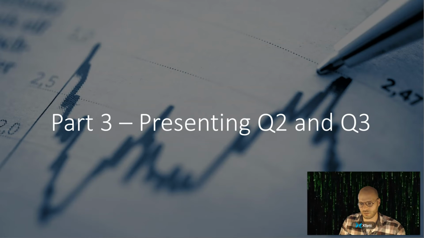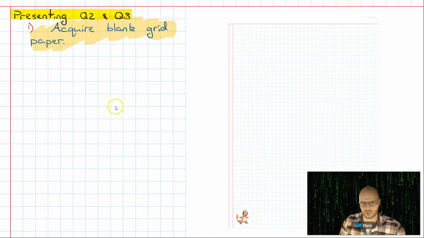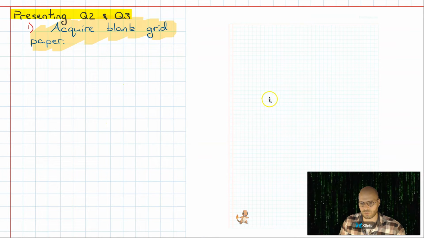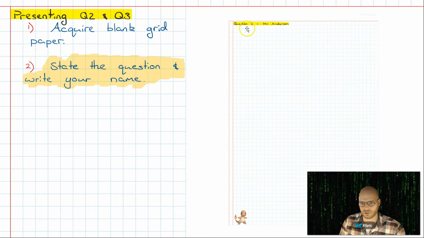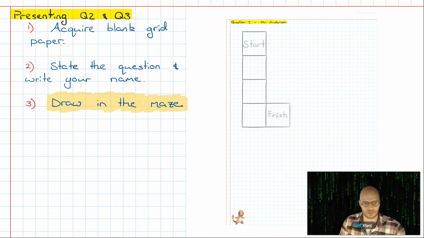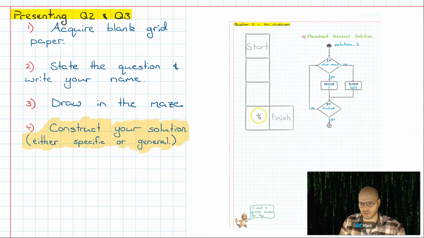Part 3, presenting question 2 and question 3. Question 2 and question 3 are done in a similar manner to question 1. You'll start off with a blank piece of paper, preferably some math grid paper. You're then going to title question 2 or question 3 respectively, followed by your name. Next, you're going to draw in the maze that you're trying to solve. Your one will be more complicated than this. After which you have a choice. You may either construct a specific solution or a general solution that will solve this maze.